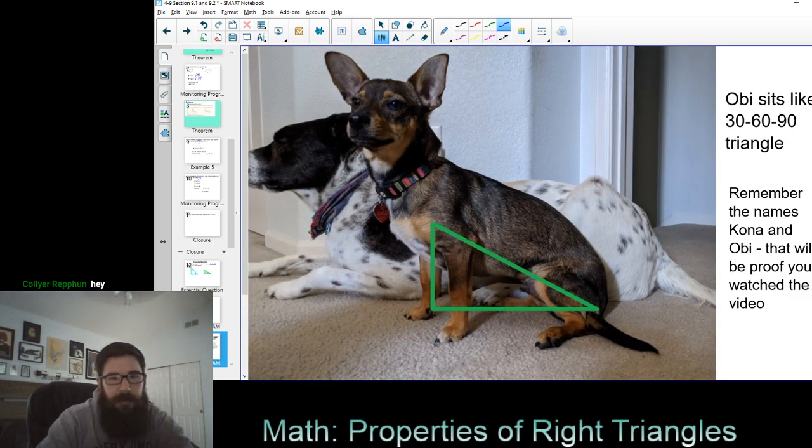Obi, my other dog, is a little bit smaller than Kona, as you might be able to tell. He's got a little bit of Chihuahua in him, so he has this sort of chondrodysplasia. He has these short little legs here. He ends up sitting much more like a 30, 60, 90.